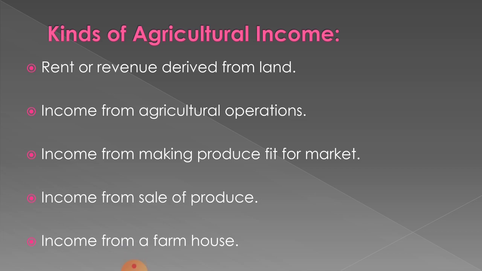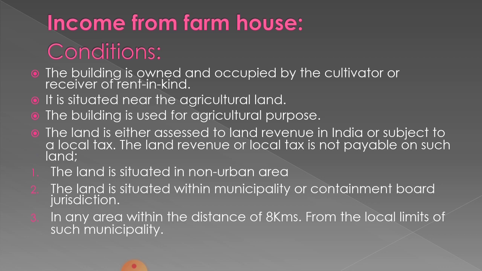The income from a farmhouse is treated as agricultural income if some conditions are satisfied. The conditions are as follows. See, the first one: the building is owned and occupied by the cultivator or receiver of the rent or revenue of any such land. Here, income from a farmhouse situated in the land is considered as agricultural income, any income derived from such farmhouse or building. The first income is rent or revenue of the building.